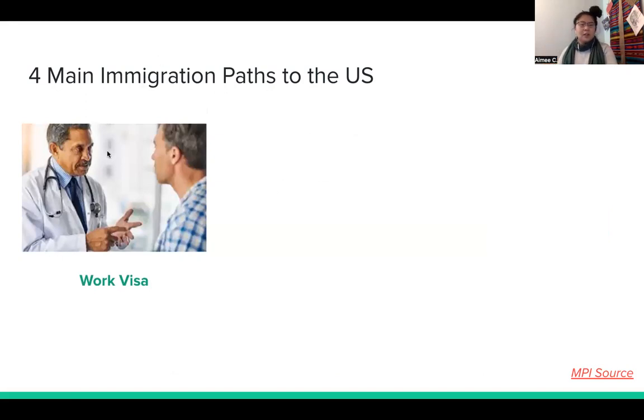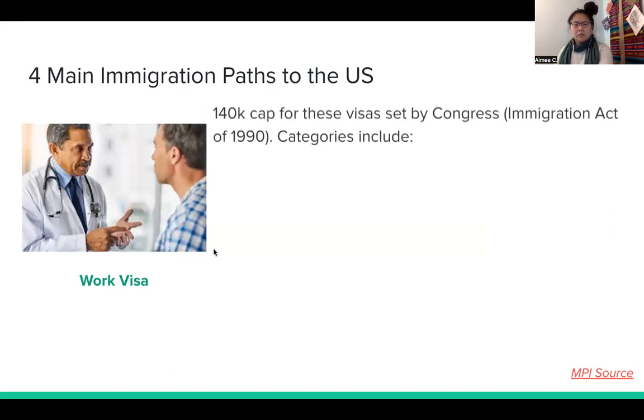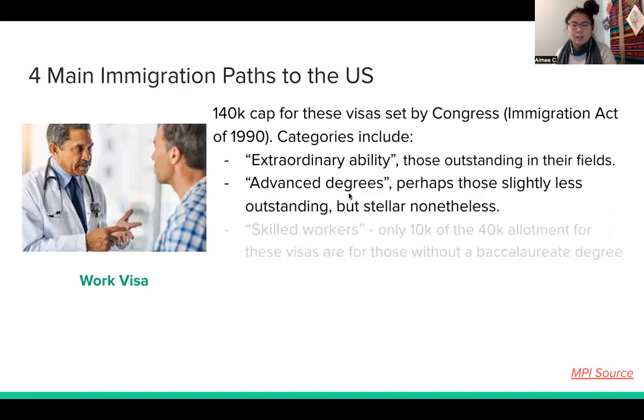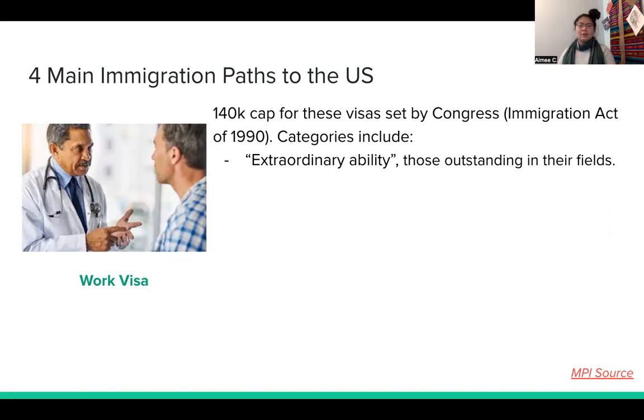All right, wonderful. So next we have the work visas. This is employer sponsorships, sponsoring an employee. So I guess either or. There's a cap set on this by Congress, 140,000. And there are some specific categories that are included. Maybe we'll do one at a time, actually. That's a better idea.